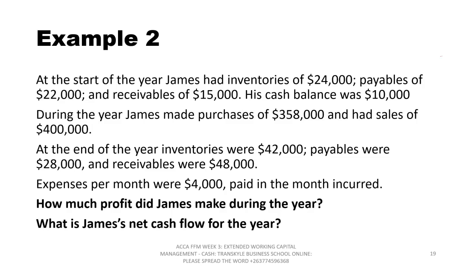So if you incurred, for example, telephone or electricity expense in January, it means you have to pay for those expenses in January. As simple as that, isn't it? How much profit did James make during the year?